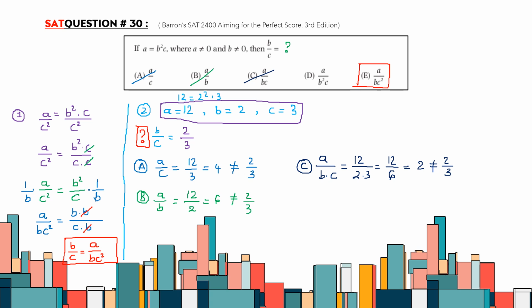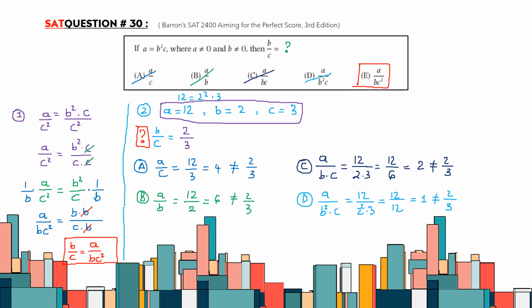Okay, now we try D. D is A over B squared times C. A is 12, B squared is 4, times C is 3. So 12 over 4 times 3, which is 12. That is 1, which is different from 2 over 3. So D is not the right answer.